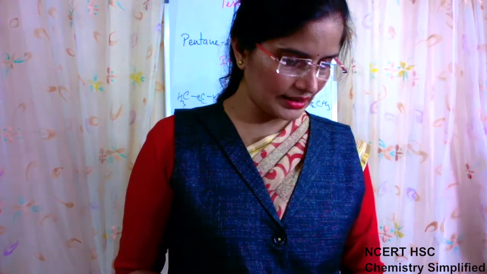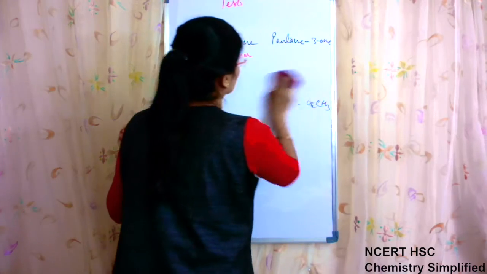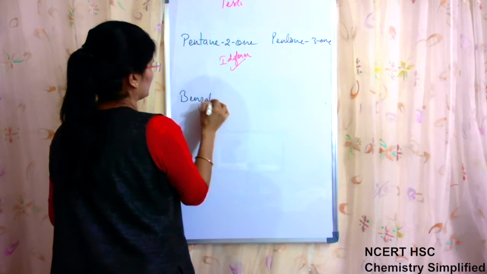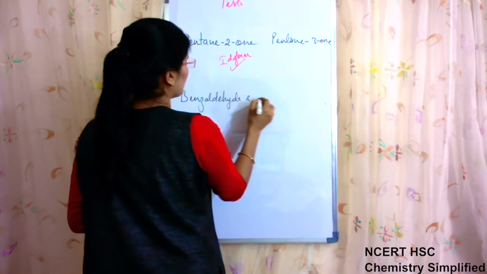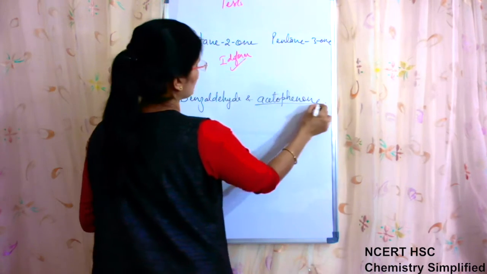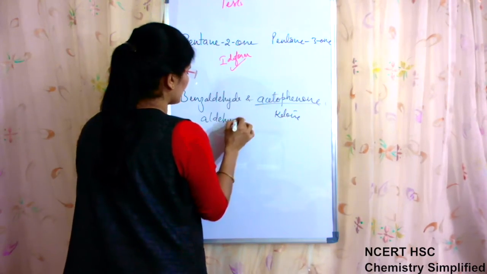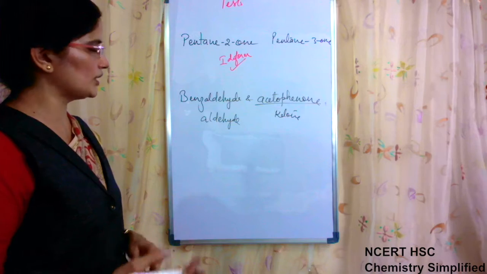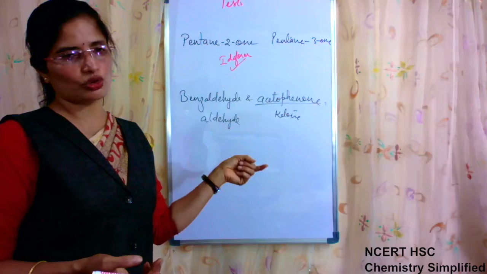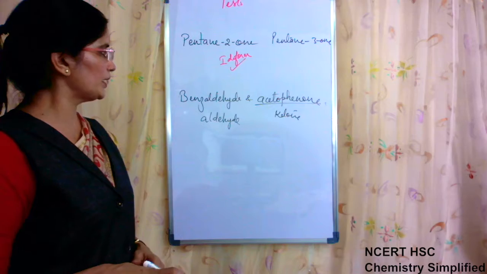Next is benzaldehyde and acetophenone. Acetophenone means it is a ketone and this is an aldehyde. Whenever it comes to aldehyde and ketone, the first thing which should come to mind is Tollens or Fehling. Now because it is benzaldehyde, we cannot use Fehling. We have to use Tollens only, because the Fehling test is not given by aromatic aldehydes. It is given only by aliphatic ones.